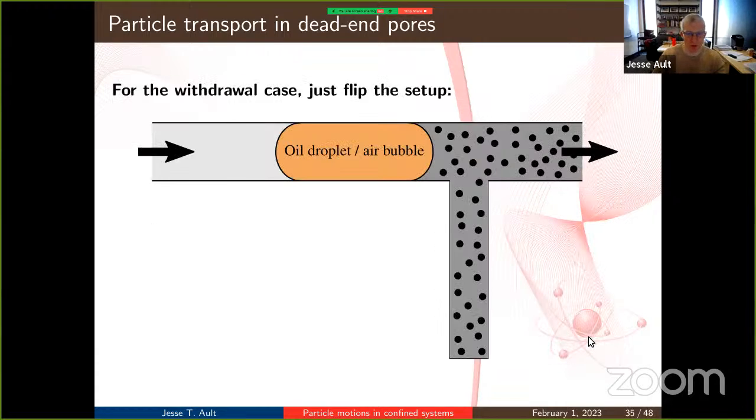And if you want to withdraw particles, you can just flip the way you set up the system. You just have to choose based on the particles' charge and size: do they move towards high salt concentration or low? It also depends on the choice of salt, whether the cations or anions have higher or lower diffusivity.